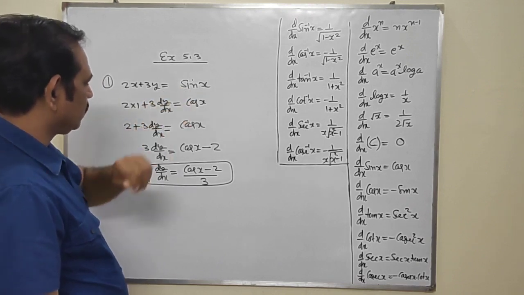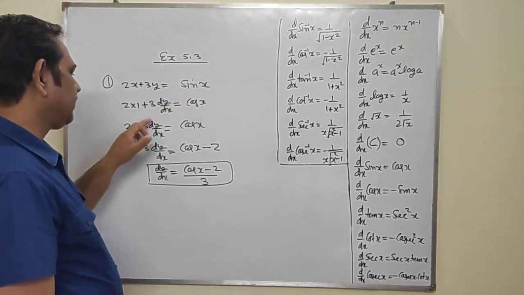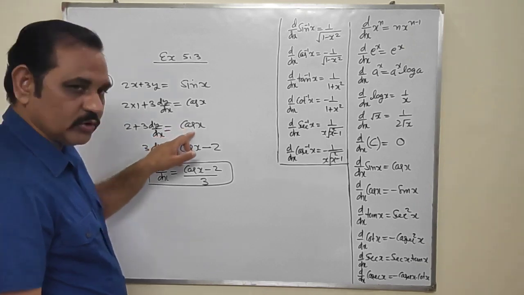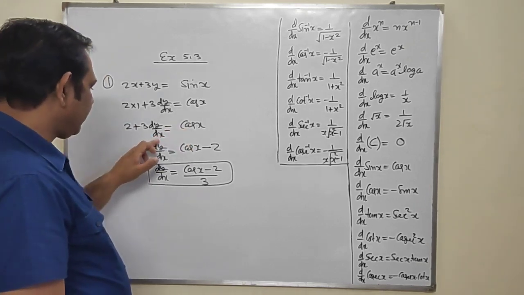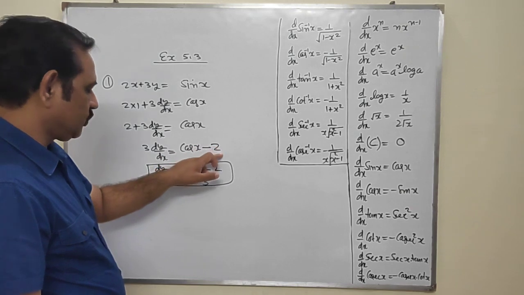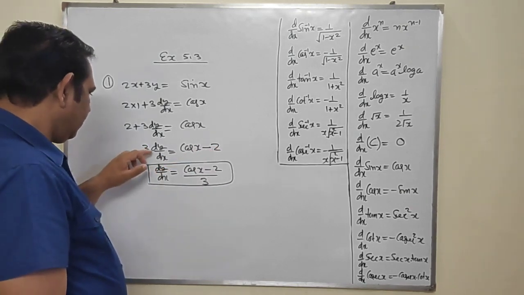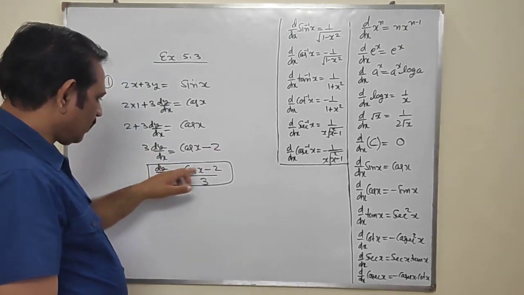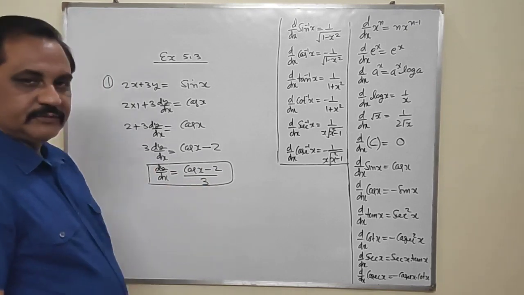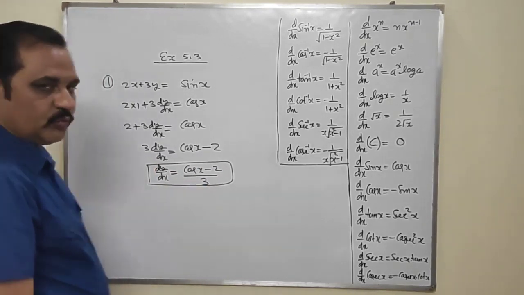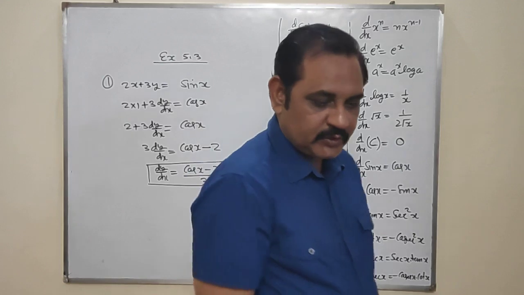Is equal to cos x. Differentiation of sin x is equal to cos x. So 2 plus 3 dy by dx is equal to cos x. Now 3 dy by dx is equal to cos x minus 2. Now dy by dx will become cos x minus 2 upon 3. So this is the answer of question number 1. Now do question number 2.